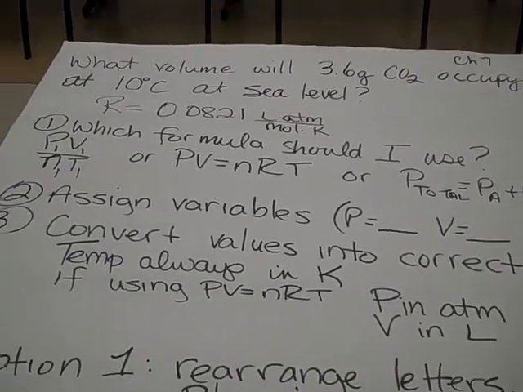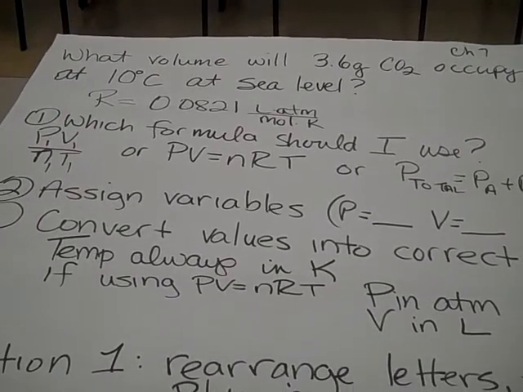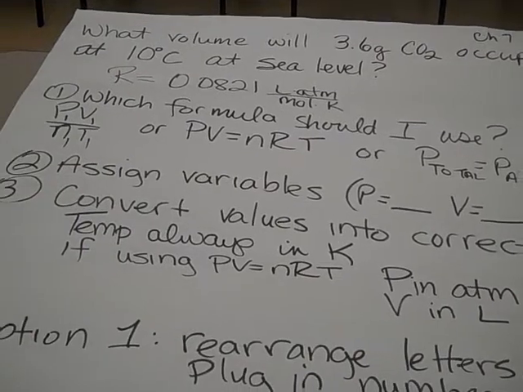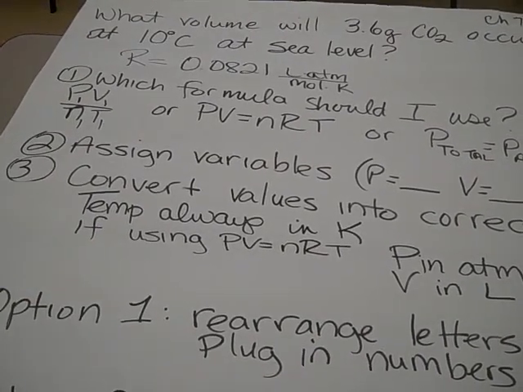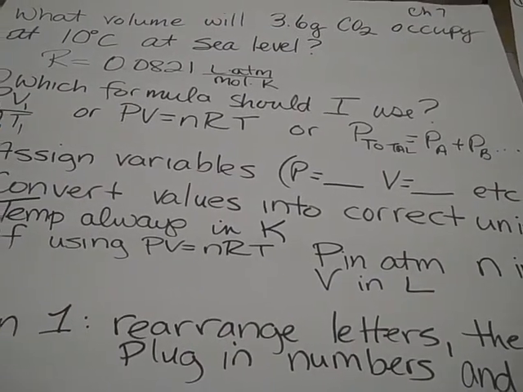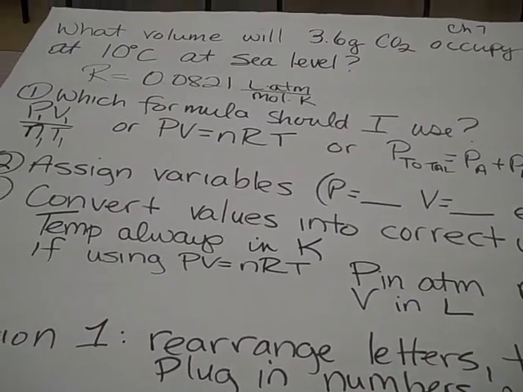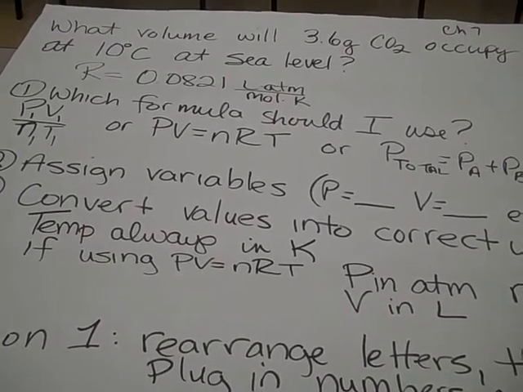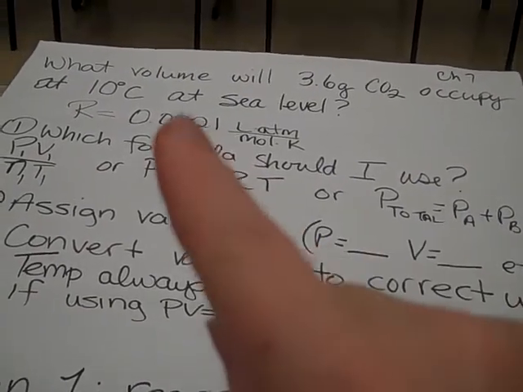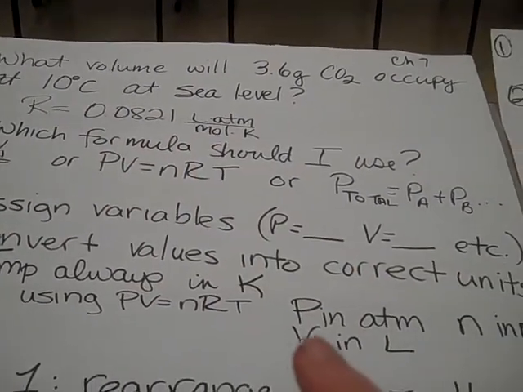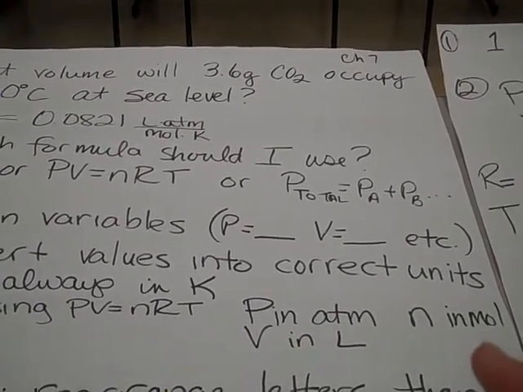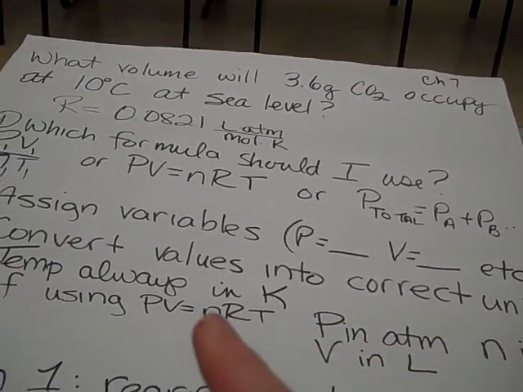Then you'll want to assign your variables. Say what pressure is equal to, what volume is equal to, etc. If there are any values that need to be converted, this would be the time to do it. Get them into their correct units. Your temperature, no matter which formula you use, has to have the units of Kelvin. If you're using PV equals nRT and you're using this given gas constant, well, you better make sure your pressure is in atmospheres, your volume is in liters, your n is in moles. And of course, the temperature is always in Kelvin.